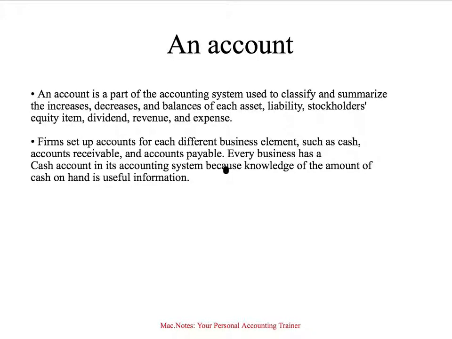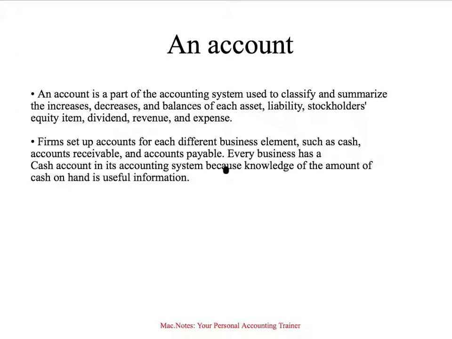To begin with, an account is part of this accounting system that we use to not only summarize but classify increases and decreases and come up with a balance for each asset, liability, revenue, and expense account, and so on. Now, firms set up these accounts for each business element, such as cash, accounts receivable, accounts payable, common stock, revenue, expenses. Every business has a cash account in its accounting system because they need to know exactly how much cash they have on hand.